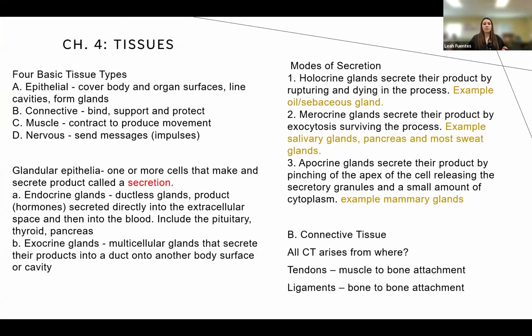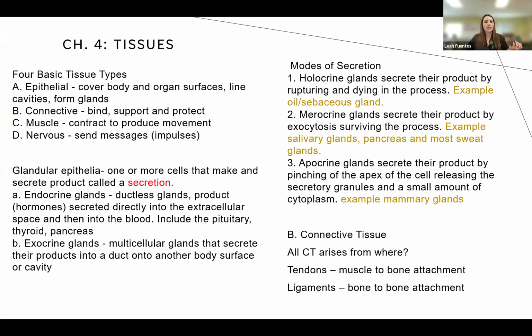Okay, so I'm going to jump right into it. We should be a little bit familiar already with tissues because we did cover those on our first lab exam. The first thing you're going to want to know is the 4 basic tissue types and their function. So altogether, the 4 basic tissue types: epithelial, connective, muscle, and nervous tissue.